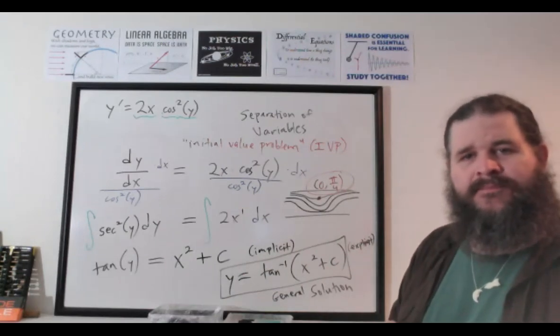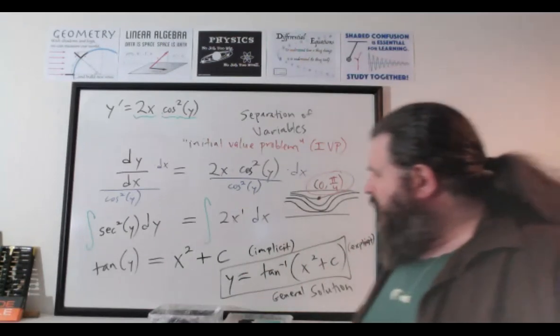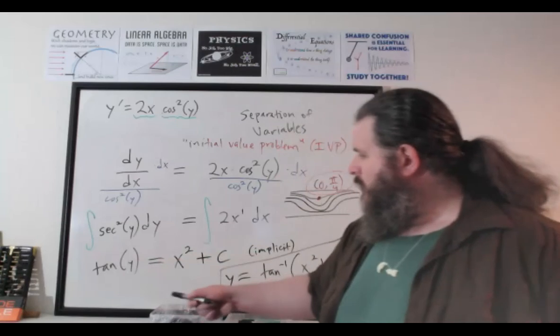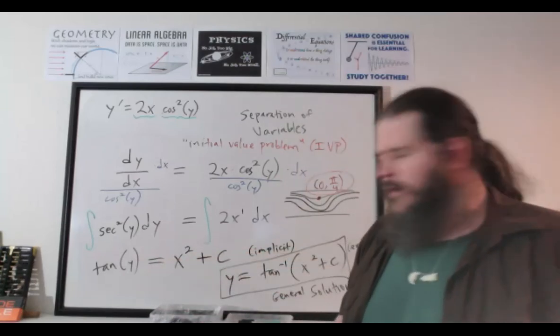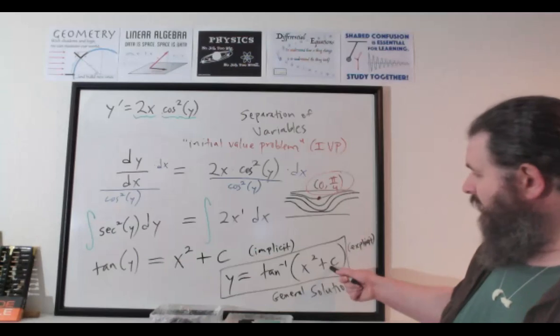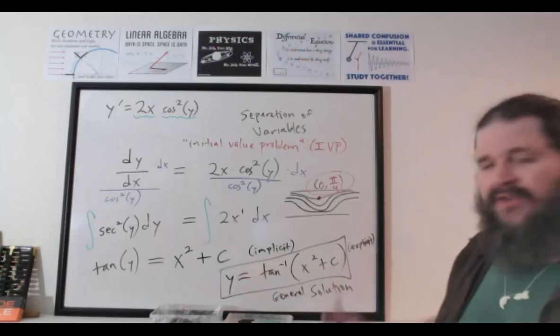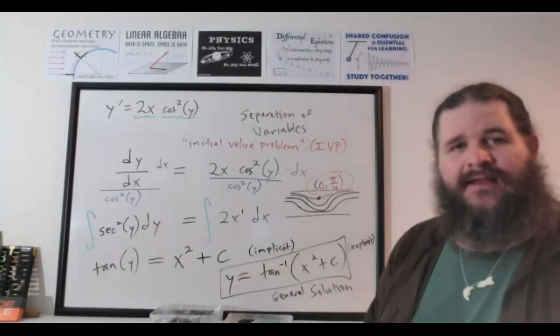So for instance, in this case, you take tangent of pi over 4 equals 0 plus c. So c would just be tangent of pi over 4, whatever that is. Fill that in for c here. And there is the specific solution with the value of c included.